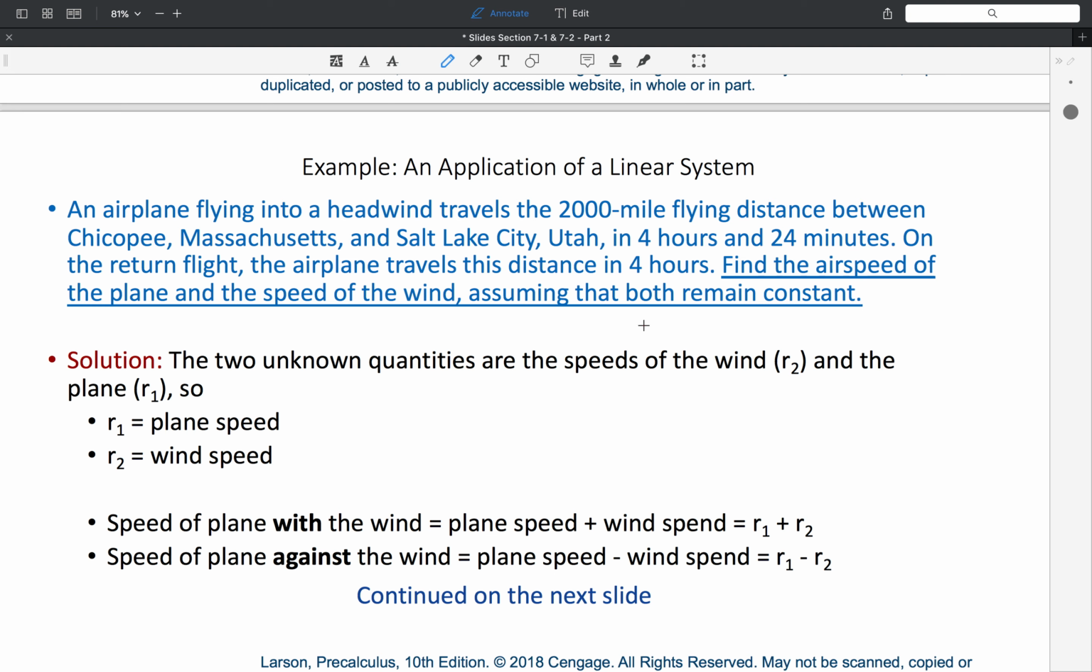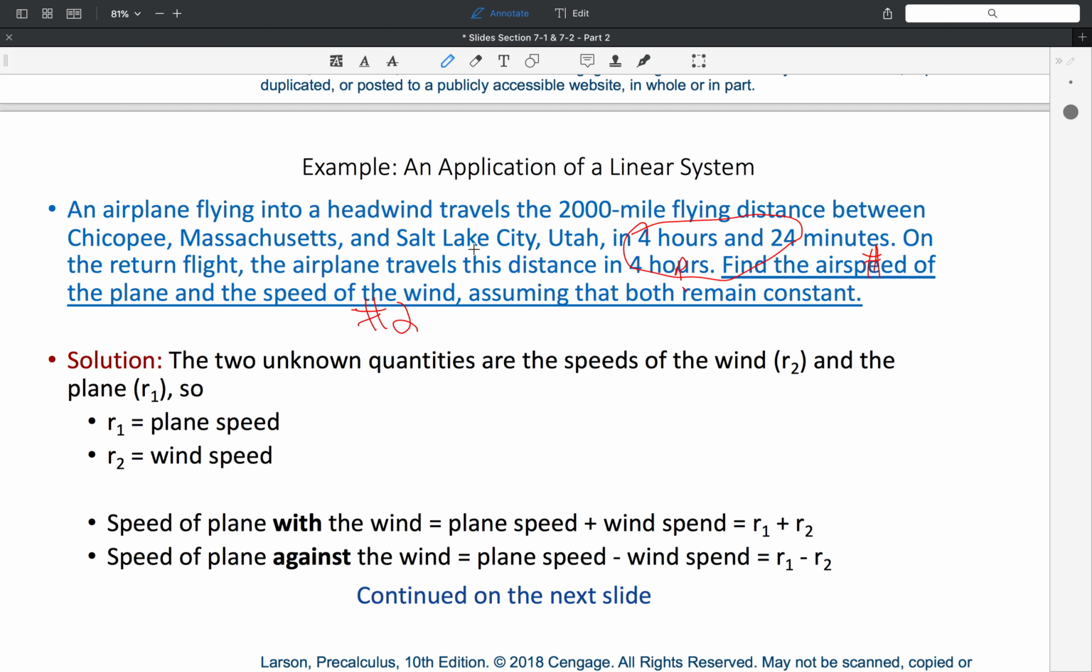Okay, on the return, it's 4 hours. So this is one thing right here, and then this is the other right here. Now on the return flight, the plane travels this distance in 4 hours. Find the airspeed, and that's going to be the first unknown, and the speed of the wind, that's going to be the second.